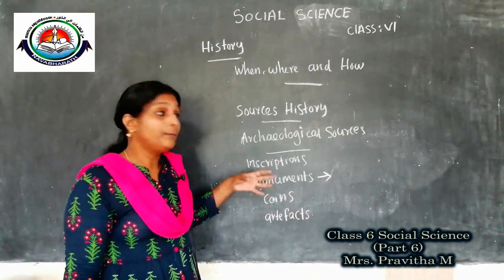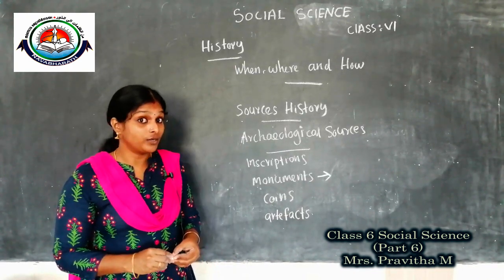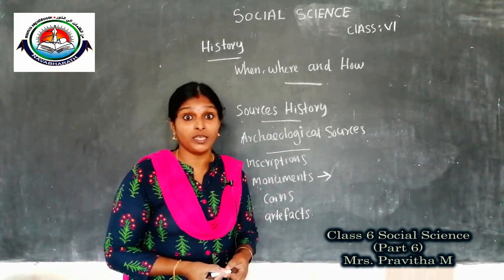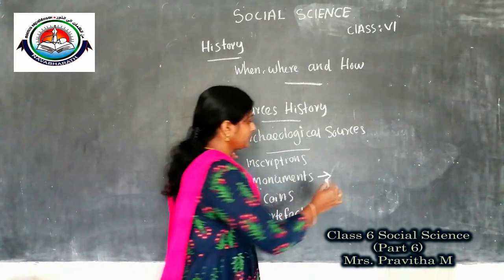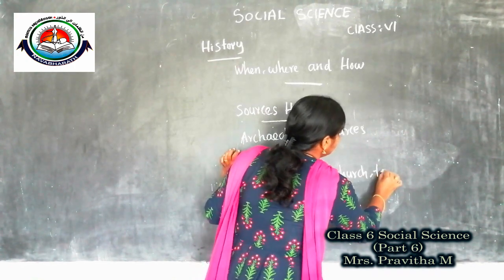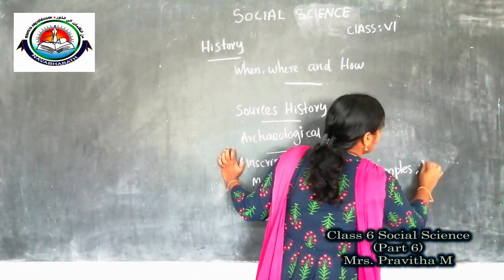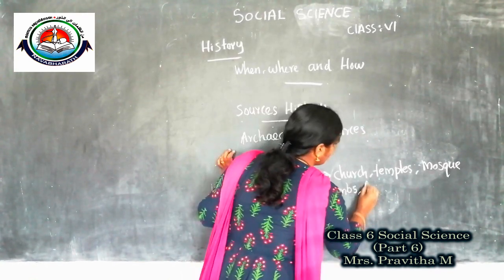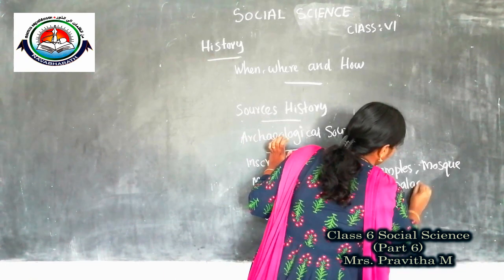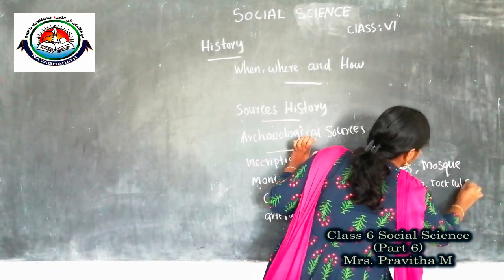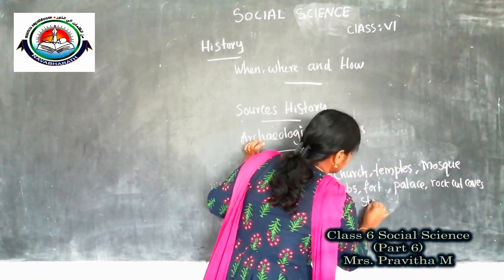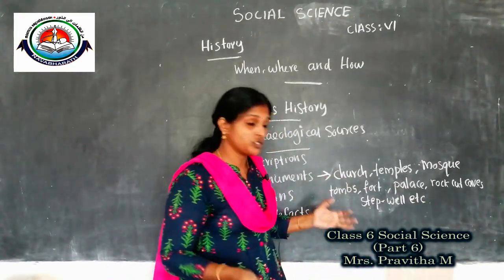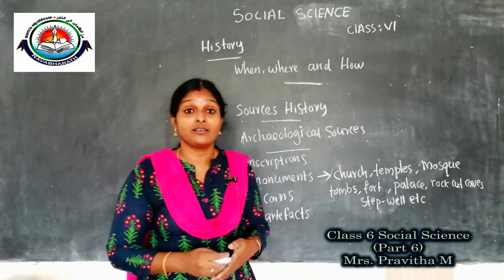Monuments include buildings and other structures. This type of building gives a lot of information to historians who write history. Monuments include churches, temples, mosques, tombs, forts, palaces, rock-cut caves, step wells, etc.